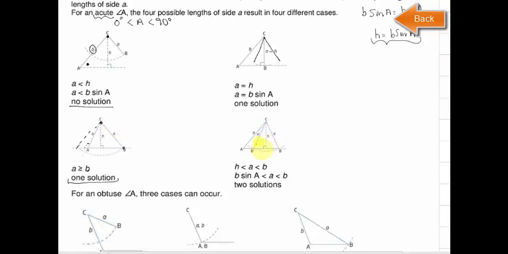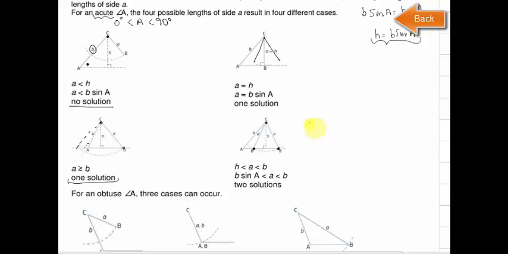Now, if we take a look at this situation, where the height is less than A, in other words, the height is shorter than A, but A is shorter than B, so the length of A is right in between the height and side B, then what I get are two possible answers, because A can meet up with the base right here. Remember there's a hinge here, so I can bring A down to AB and it will meet here. And if I continue swinging it along this red line, it's also going to meet right here. And so I get two possible triangles.